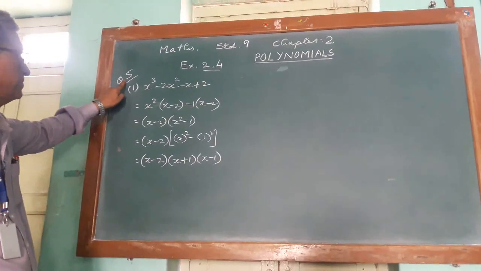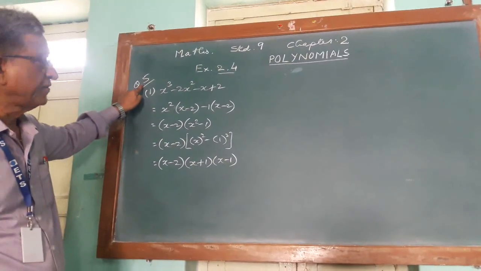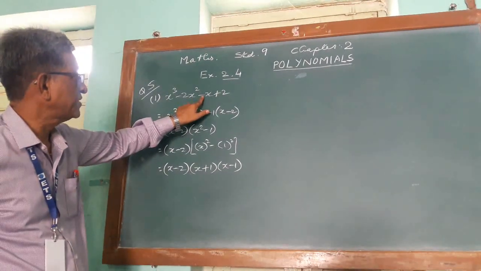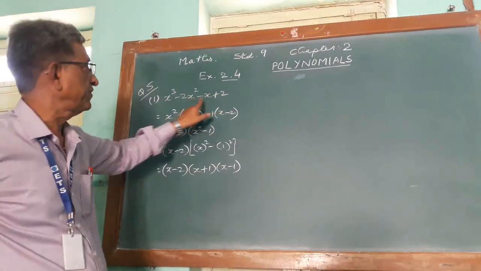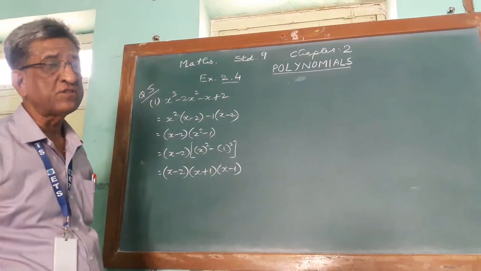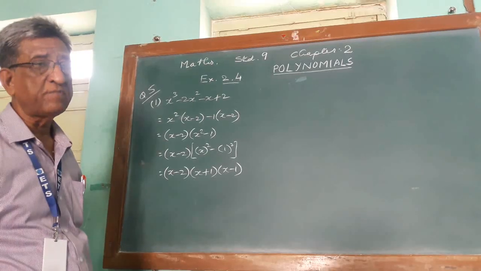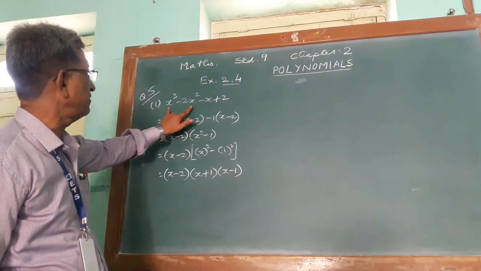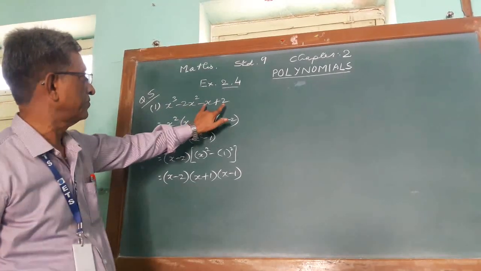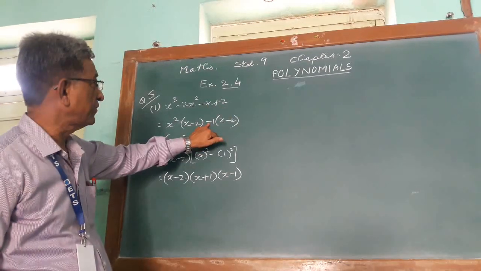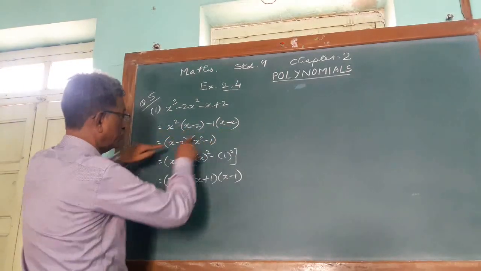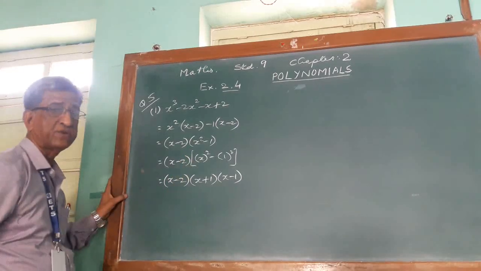Now question 5. Here also you have to factorize, same method. Question 1: x cubed minus 2x square minus x plus 2. Here you can see that there are 4 terms. If you see 4 terms, take out the common from the first two and the common from the last two. If you take common from the first two, you will take x square, so inside the bracket you will get x minus 2. Common from the last two, minus 1, minus 1 into bracket x minus 2. So take out this x minus 2 common and here x square minus 1.